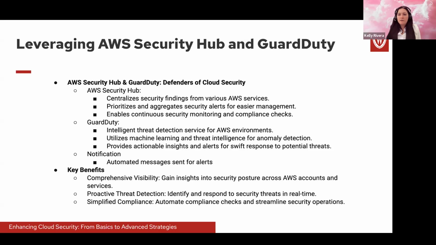GuardDuty is your vigilant security guard, tirelessly monitoring for suspicious activity and unauthorized behavior across your AWS infrastructure. It utilizes machine learning, anomaly detection, and integrated threat intelligence feeds to identify and prioritize potential threats. GuardDuty is incredibly easy to set up and starts analyzing billions of events across your AWS account immediately. No need for additional software or hardware. It is also fully managed, meaning updates and maintenance are handled by AWS, ensuring you are always up to date with the latest threat detection.